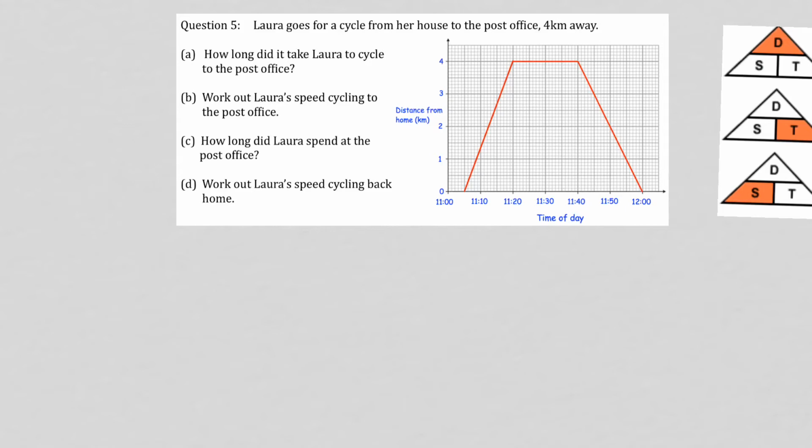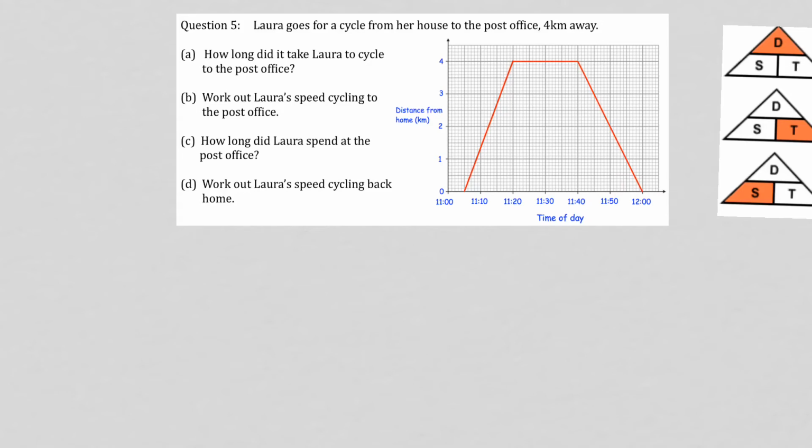But look here, really we're told Laura goes for a cycle from our house to the post office 4 kilometers away. Okay, so if we look, there's 4 kilometers on the y-axis. She cycles up to the post office. The horizontal line tells us that she's stationary or at rest, so she's in the post office during this time. And then the line shows back down to 0, so she's going back to her house. Okay, so we're going to need to use all those little points on this.